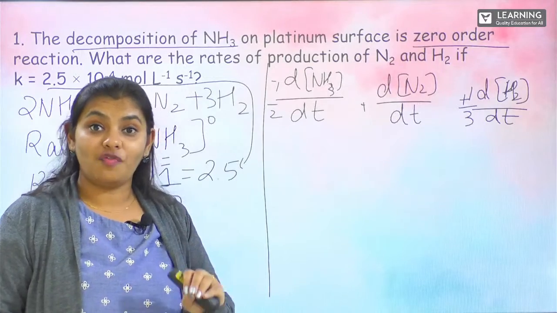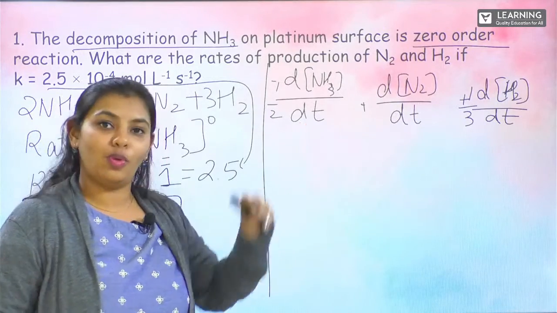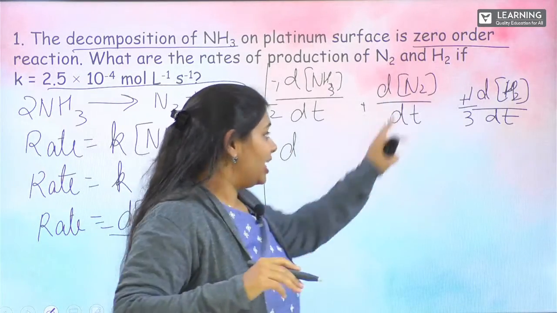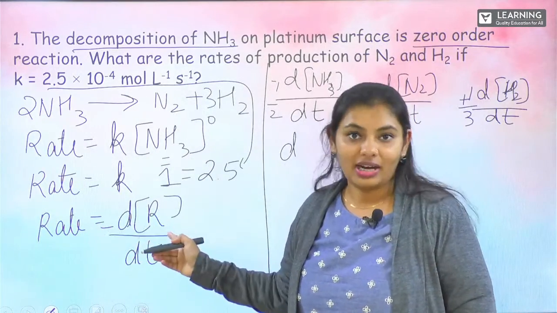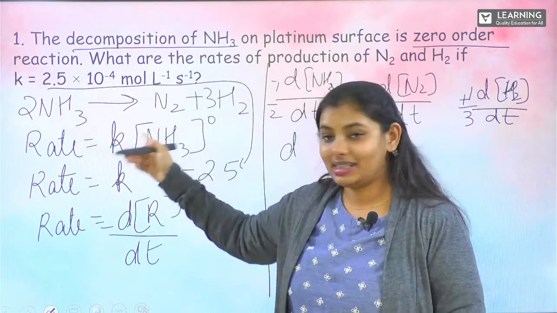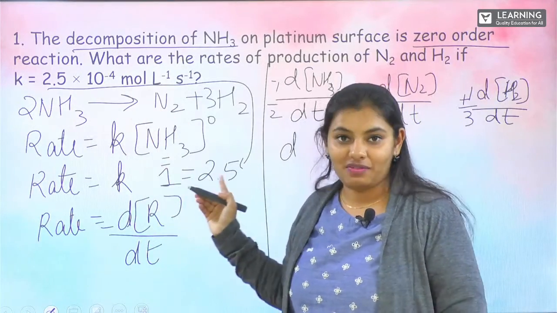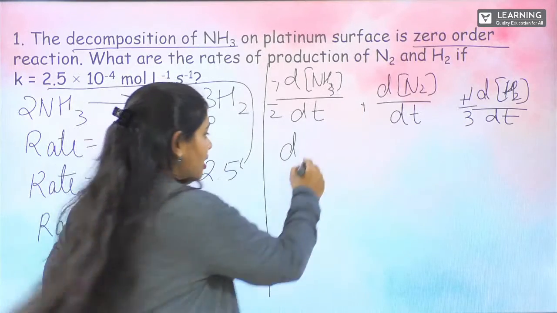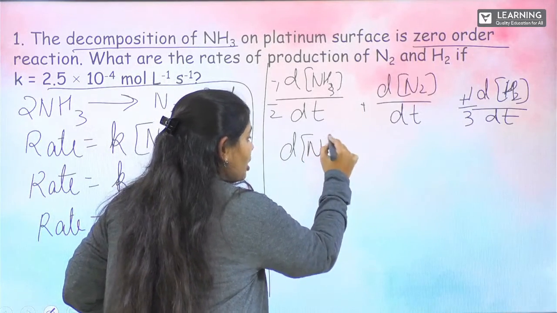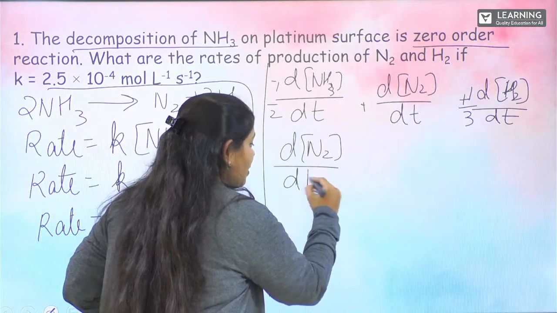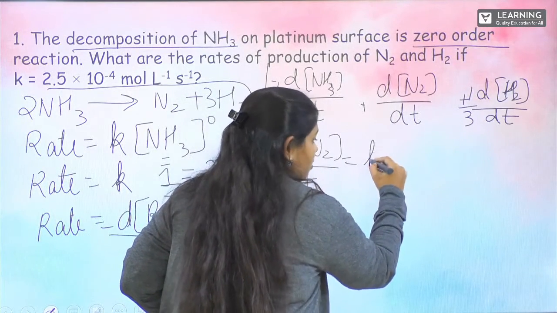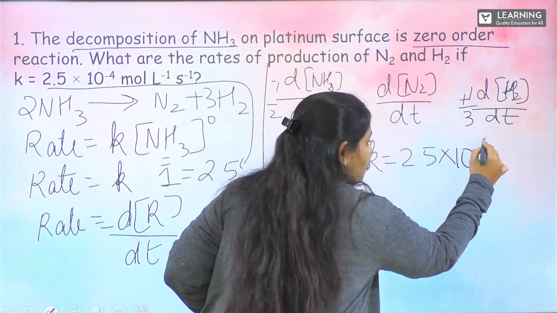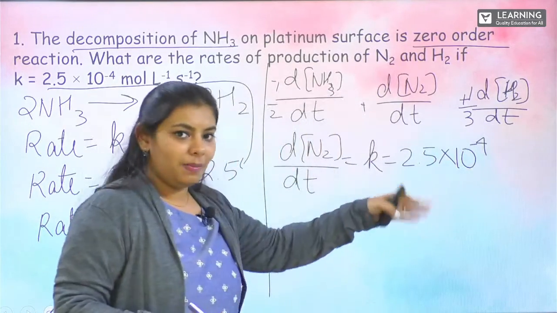Now they have asked us to find out the rate of production of N2 and H2. So for N2, this is going to be equal to the rate of our reactant as well. Whatever the reactant rate that we found out, 2.5 itself. So the same thing is going to be there for N2. Clear? So the rate of production of N2 is going to be equal to K, which is equal to 2.5 into 10 to the power of minus 4 mole per liter per second.